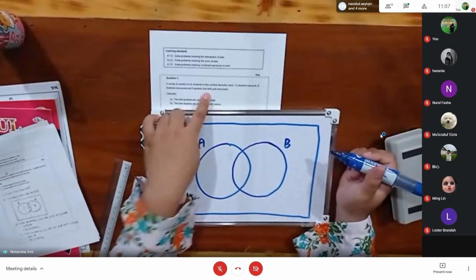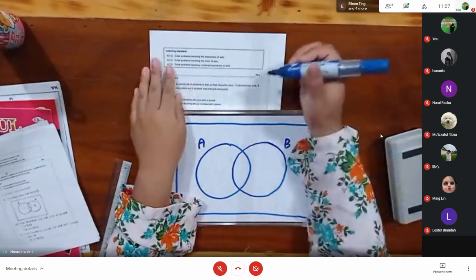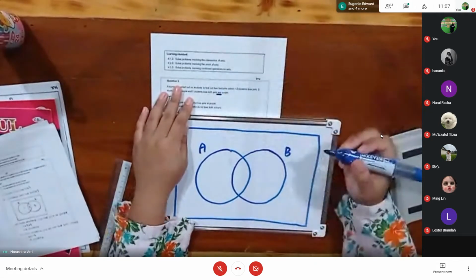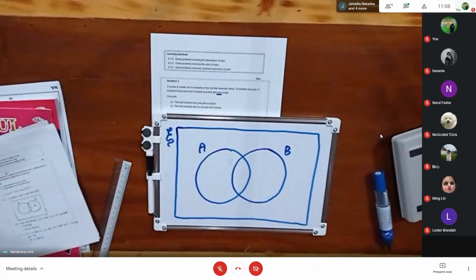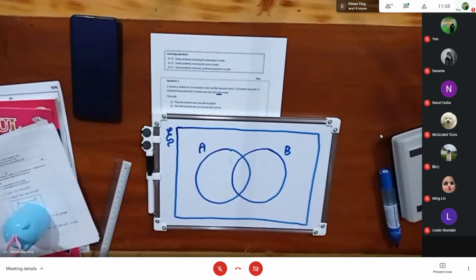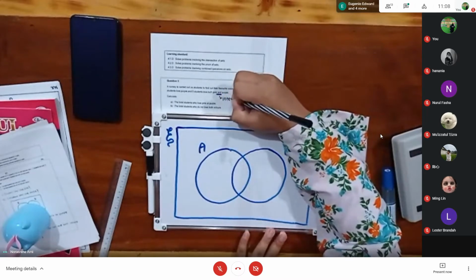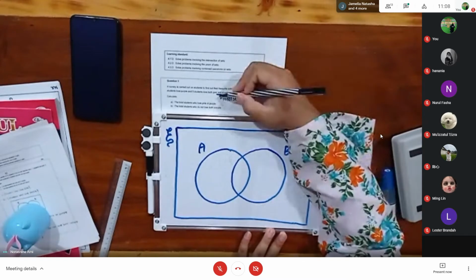Okay, so the question has "and" there. So that means it is intersection. You underline the "and" from the question and then you label it as intersection. You label intersection from the word "and".